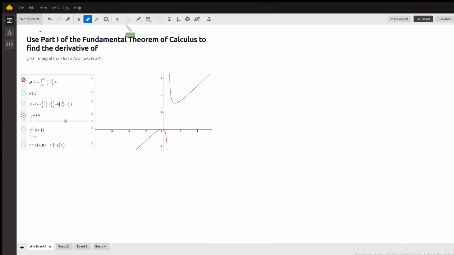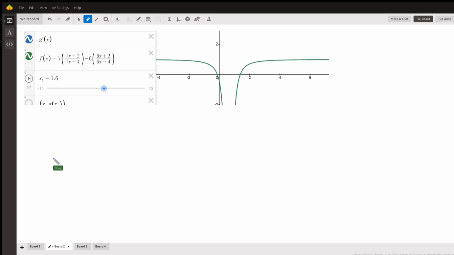Okay, here's a picture of this function right here. This graph right here. And we want to find the derivative of that function. Turns out this is it right here. But let's go to the next board and see that in action. If I enable both of these graphs, g prime of x and f of x, the graphs are identical, which kind of proves that g prime is equal to that function right there.